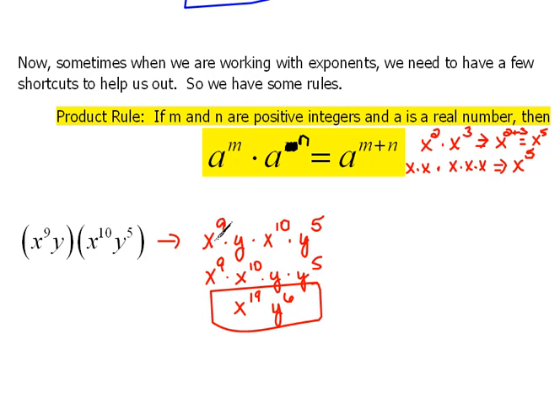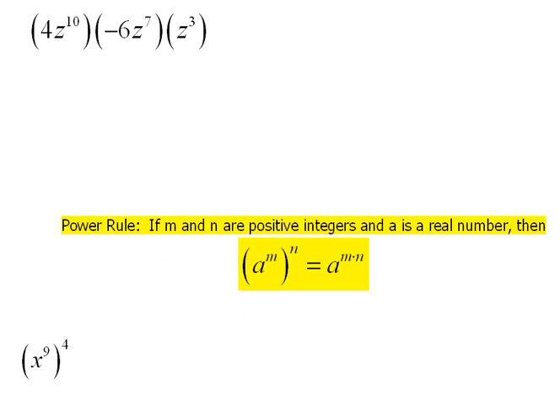Now we're not going to have to write all that out every time and use the commutative and associative properties to move things around. Let's look at this problem. Once you realize that you can multiply in any order that you want to, we can multiply like items.